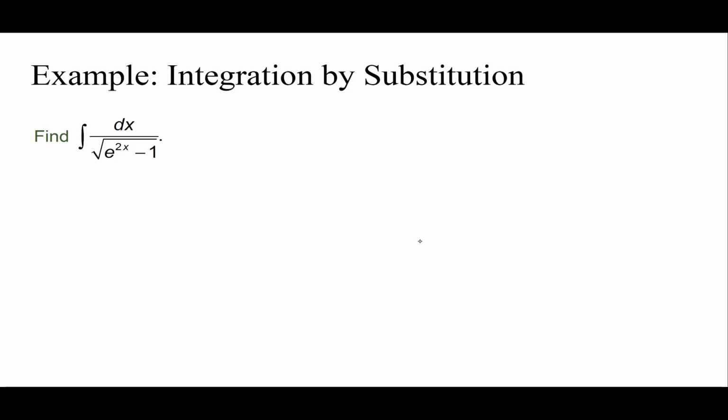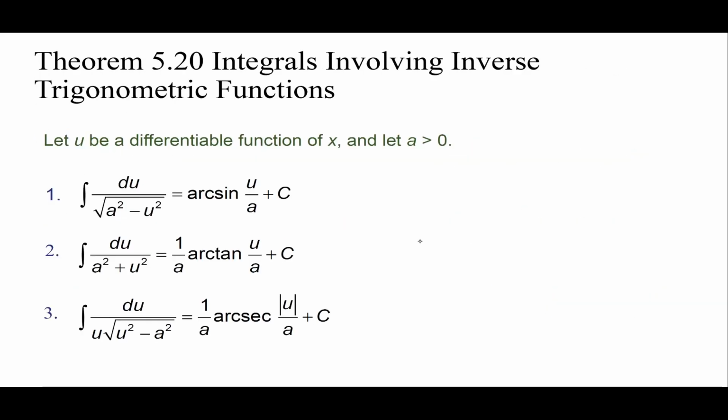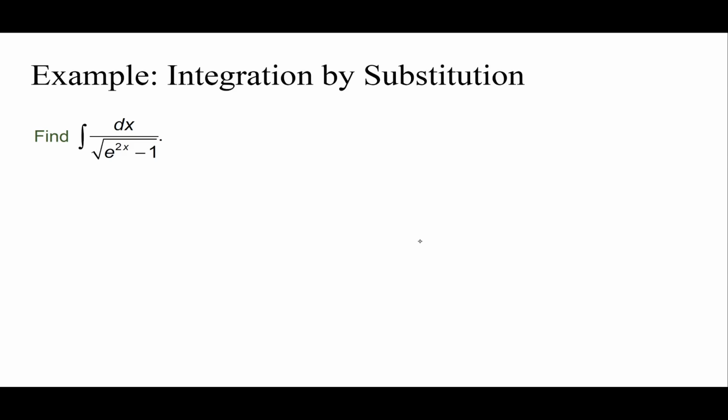Now look at this problem, dx over square root of e to the power 2x minus 1. Here, these three formulas we discussed are not going to apply directly to solve this type of problem, but you can always use substitution.